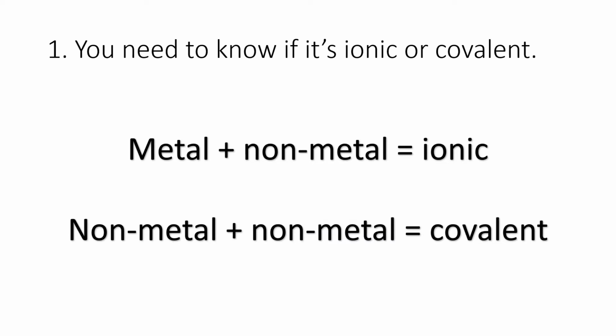So the first thing you need to know if you are doing a dot and cross diagram is whether you are doing an ionic dot and cross or a covalent dot and cross. If you have a metal and a non-metal, that is an ionic dot and cross diagram, ionic bonding. And if you have a non-metal and a non-metal, you have a covalent dot and cross diagram.